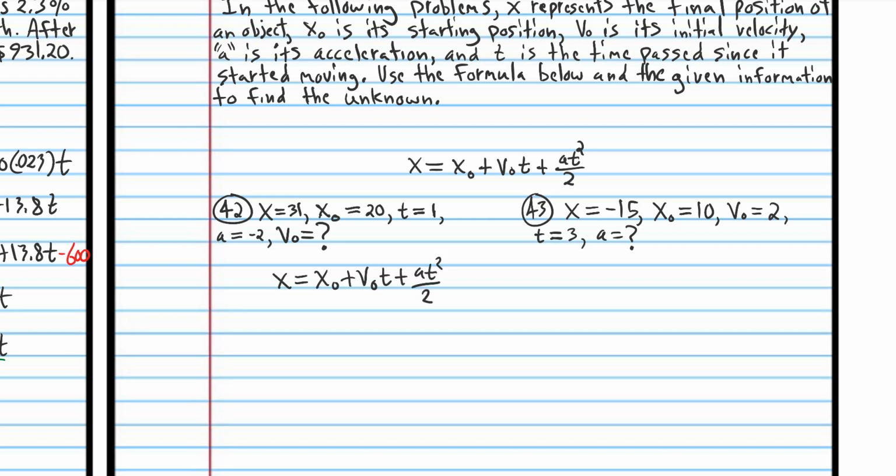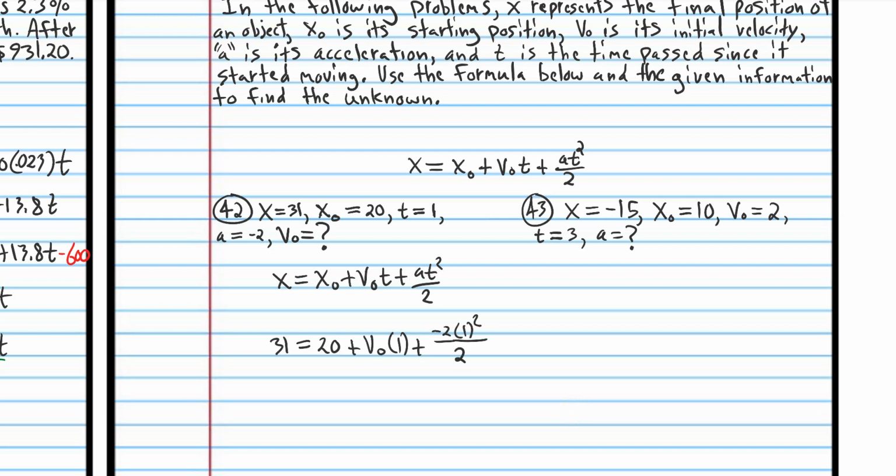All right, and then we're going to plug in what we know. We know x is 31. We know x0 is 20. We do not know v0, but we know that t is 1. We know that a is -2. And again, t is 1.